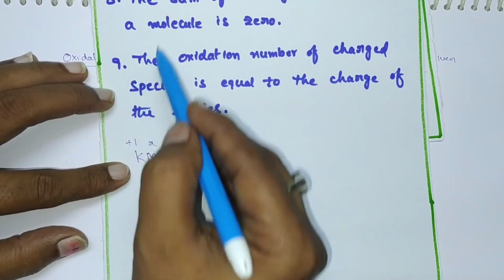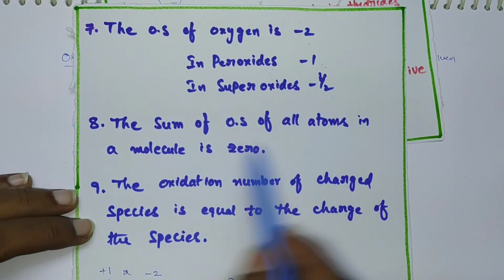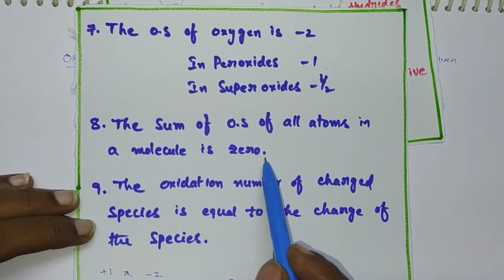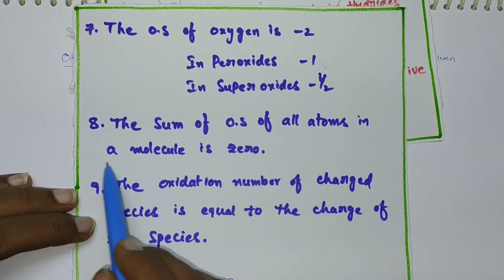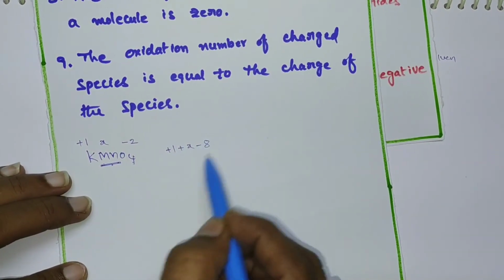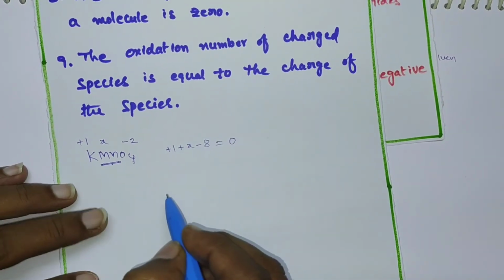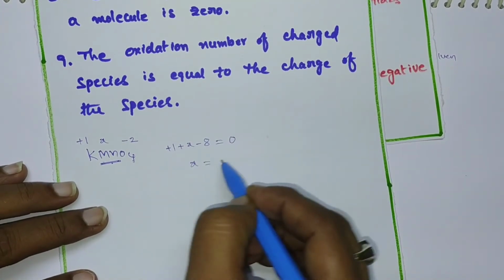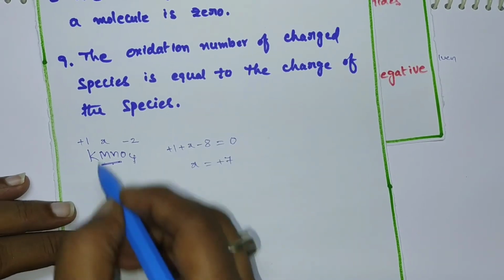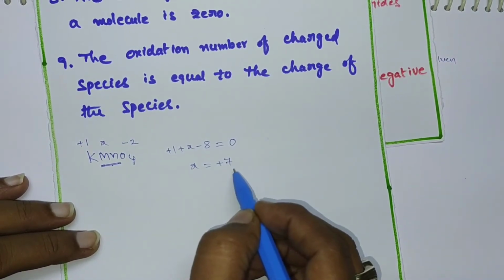Here we have already stated that the sum of oxidation states of all atoms in a molecule is 0. That means we add the oxidation states of all elements, and that will be equal to 0. So by calculating X we get +7. That means here manganese possesses +7 oxidation state.